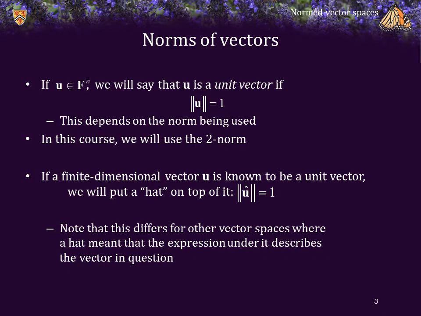Now, note that this slightly differs from other vector spaces where the hat has meant that the expression underneath it describes the vector in question. So, for example, the first vector here, which is a discrete signal, is the value 0.5 to the n, where n goes from 0 to infinity for integer values. The second is the quadratic polynomial x squared.